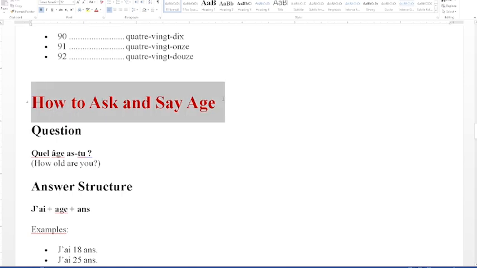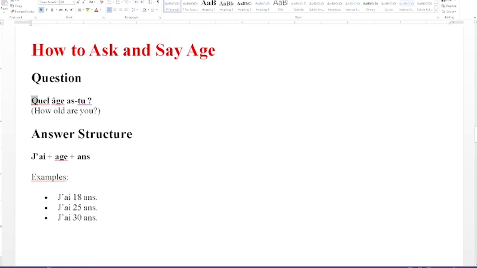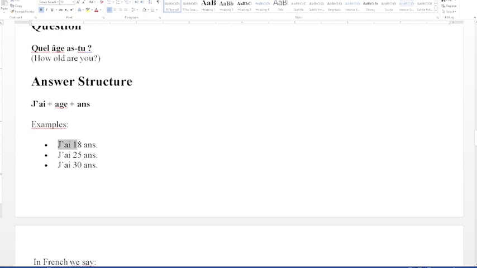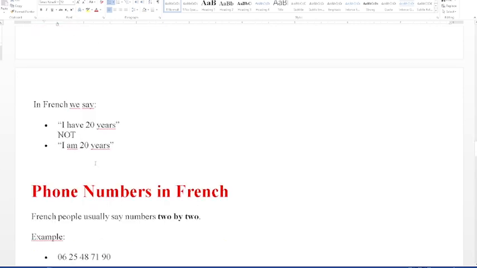After the numbers from 1 to 100, you have how to ask or how to say age. So if I say quel âge as-tu, how old are you, you say j'ai, then the age, that's a number. So j'ai 18 ans, j'ai 25 ans, j'ai 30 ans. You can see. So those are the things you must master. How to say age in French.